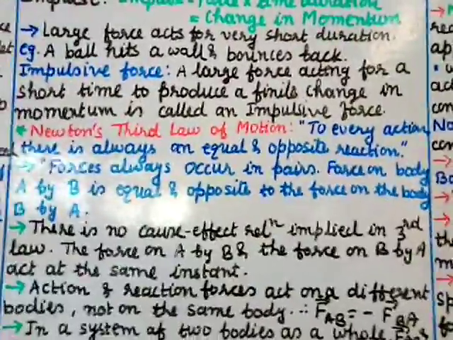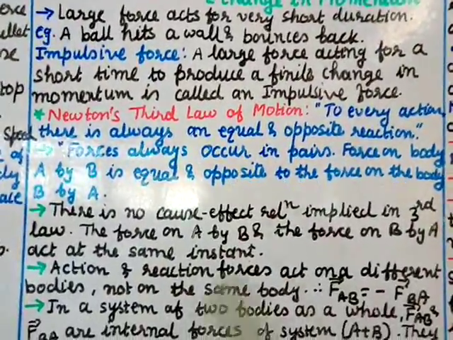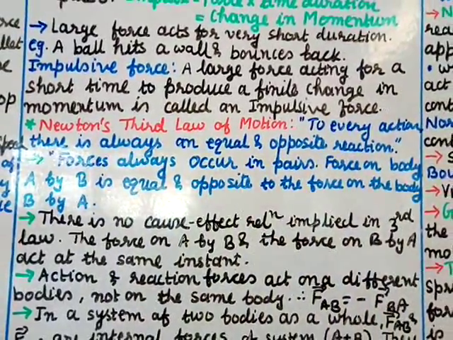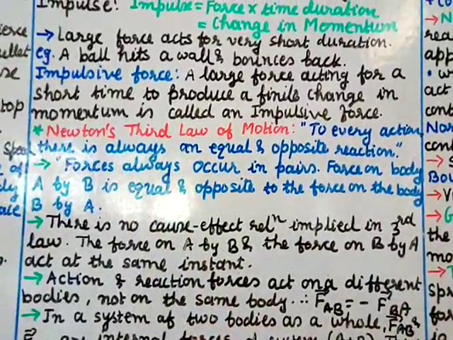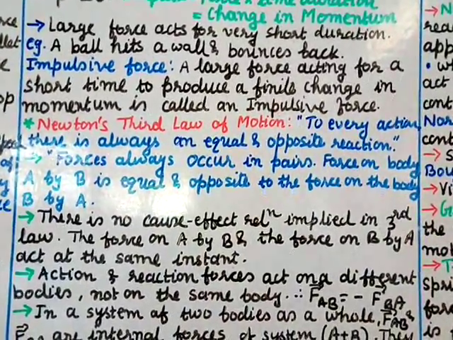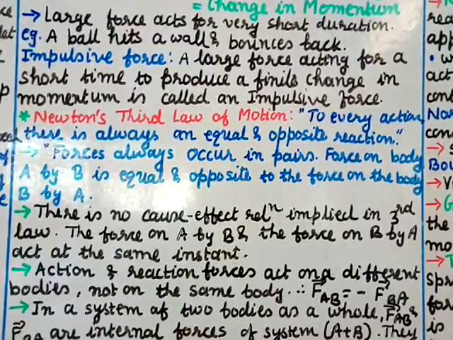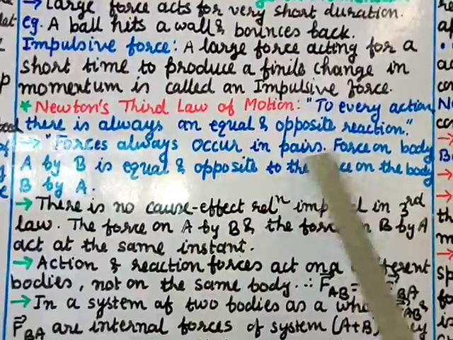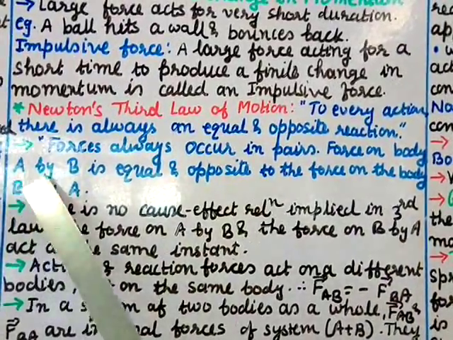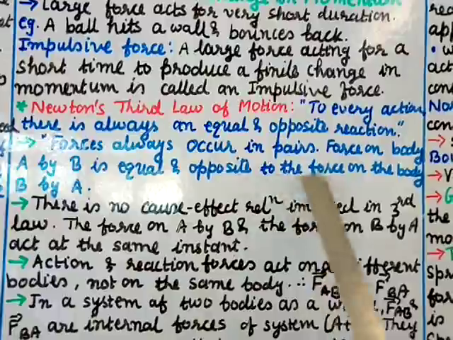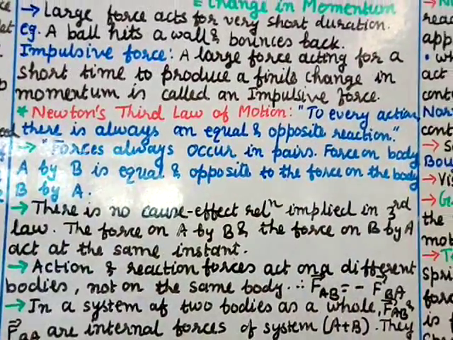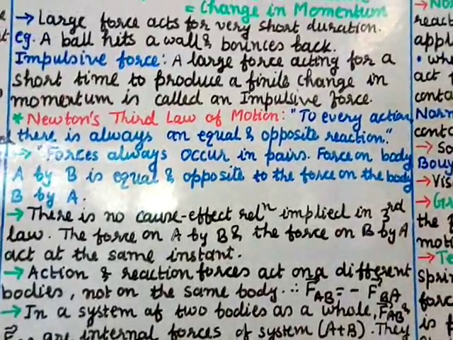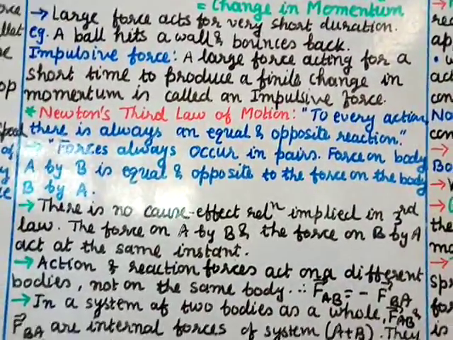Now we shall state Newton's third law of motion. To every action there is always an equal and opposite reaction. Here action and reaction are the forces, so the same statement we can write in terms of forces: forces always occur in pairs. Force on body A by B is equal and opposite to the force on body B by A. But you can remember the first one for the exam.